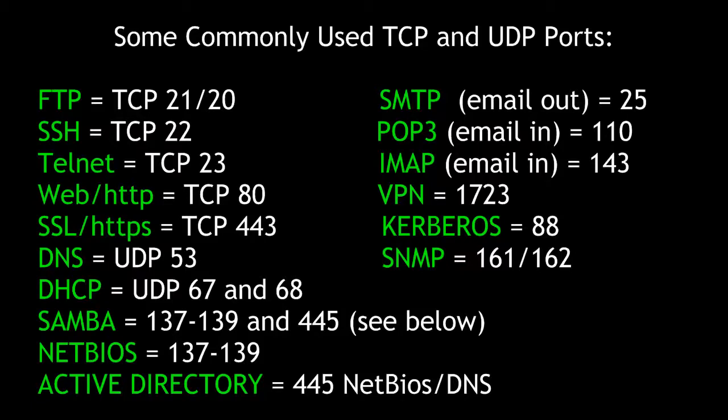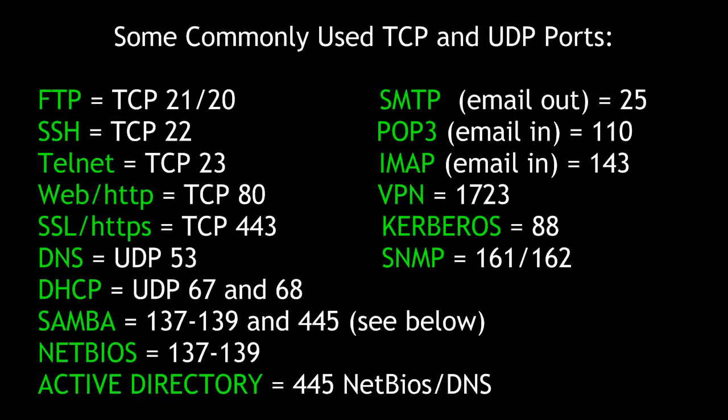NetBIOS 137 to 139, Active Directory 445, SMTP mail out would be 25, POP3 110, IMAP 143, VPN 1723, Kerberos 88 when you deal with Active Directory replication, and Simple Network Management Protocol 161 and 162. In addition to this, there are other protocols such as ICMP, Internet Control Message Protocol, which would be things like diagnostics and the ping command.